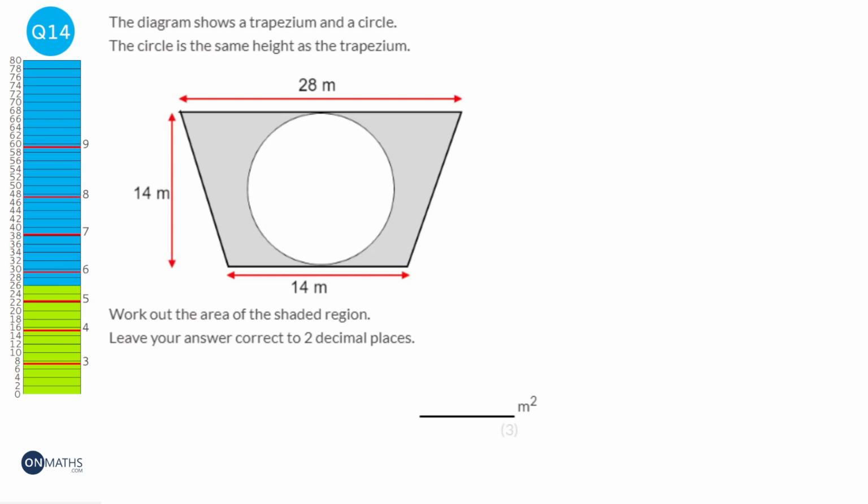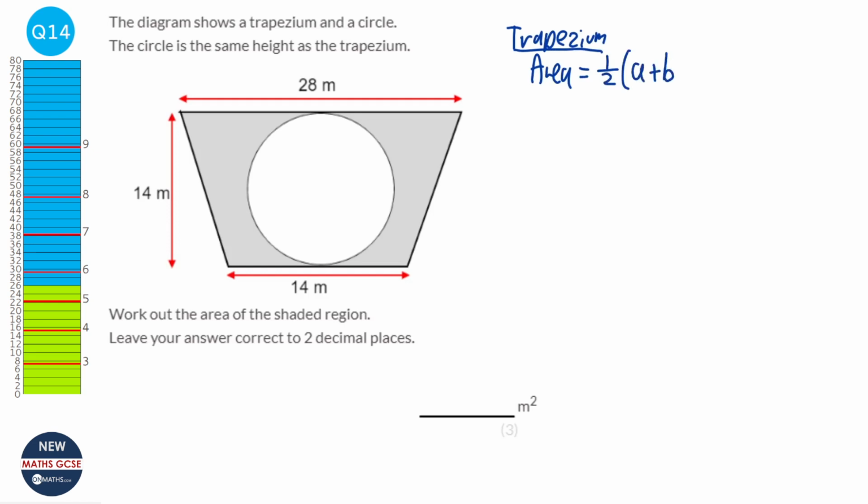So the first thing we're going to do is work out the area of the trapezium. And the formula for that is half, brackets, a plus b, times h. Now a and b have to be the parallel sides. So here we've got the two parallel sides. Just pick a different colour. Here and here. So that is a and b.